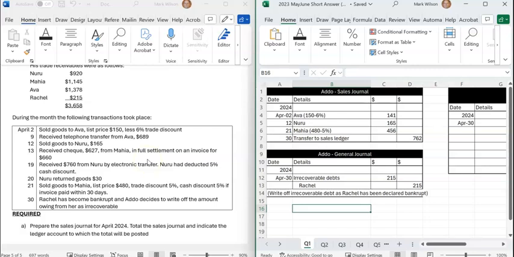Alright, the next thing you're asked to do is calculate the total amount of money that Addo received from trade receivables during 2024. So we'll do the calculation here, we'll call it calculate. So this is the money that's coming in. So let's start off. I'm going to type the numbers in and then I'll do a formula. So we've got 689 on the 9th.